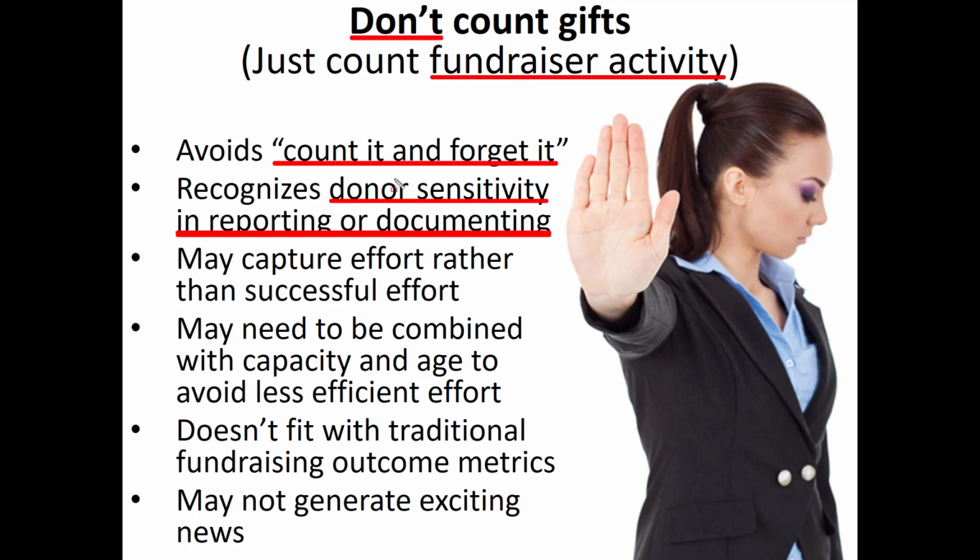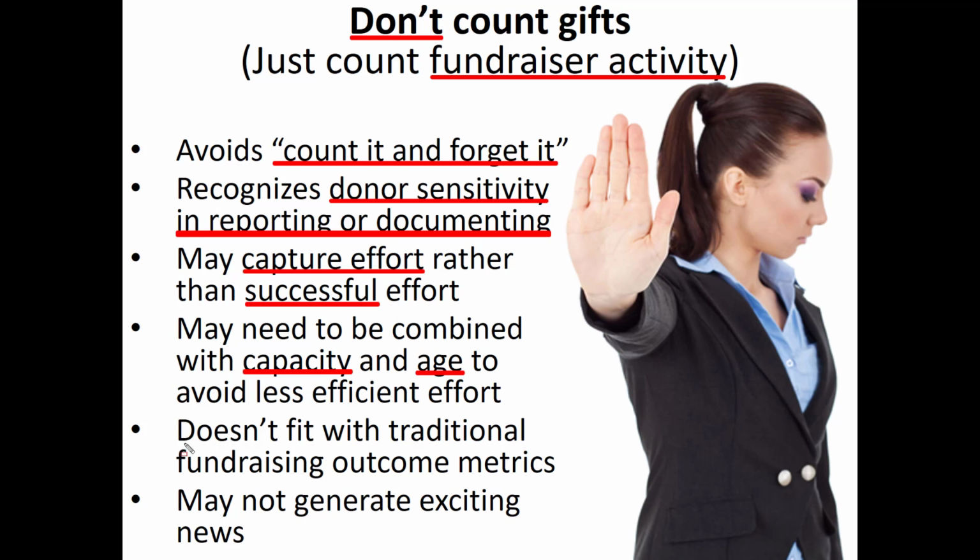Now, this is not a universally ideal solution. It has disadvantages, because the biggest disadvantage is that although it can capture fundraiser effort and fundraiser activity, we may not be able to differentiate between successful and unsuccessful activity. At a minimum, we probably want to have activity combined with the donor's estimated capacity and their age, so that we're spending time with the right people who have the ability at least to make these gifts. But fundamentally, even if you're spending time with people of the right age and the right capacity, it may be capturing more effort than successful effort.